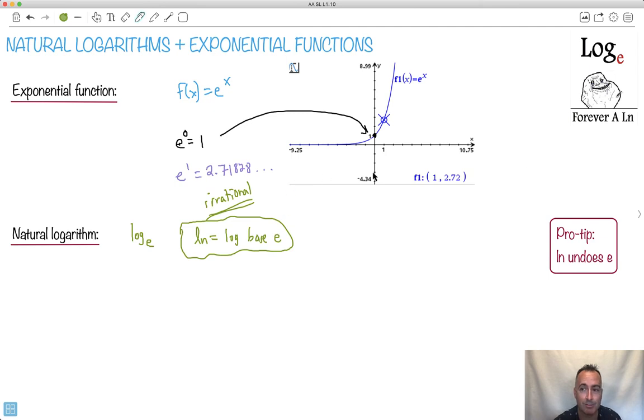That's why, you can see this really stupid meme, but it makes me laugh so much. Log base e, then forever alone, get it?